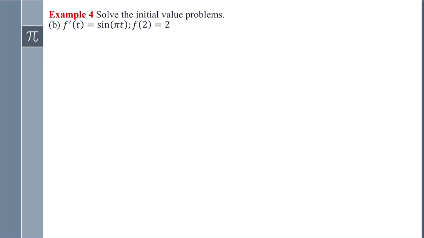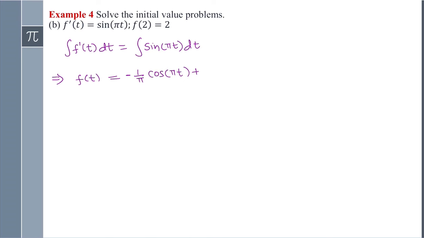Now let's look at another example. It's the same thing. We are given the derivative, so we are going to find the function by integrating on both sides. The integral of f prime of t dt equals the integral of sine pi times t dt. When we integrate, we get f of t equals, since pi is a constant, negative 1 over pi cosine pi t plus c.